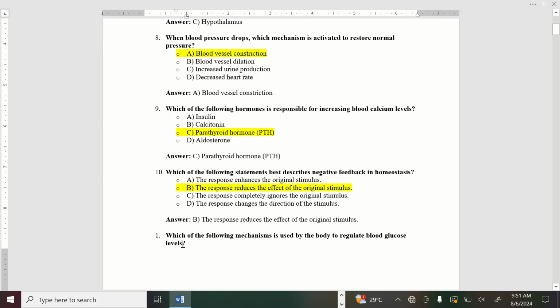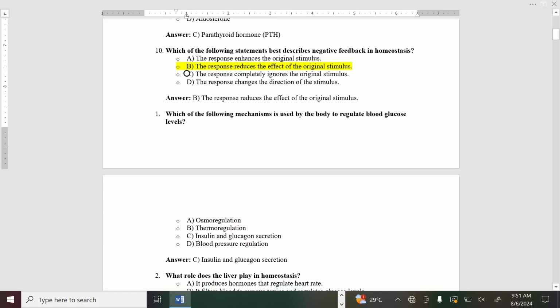The next MCQ is: which of the following mechanisms is used by the body to regulate blood glucose level? A. Osmoregulation. B. Thermoregulation. C. Insulin and glucagon secretion. And D. Blood pressure regulation. So the correct option is C. Insulin and glucagon secretion.